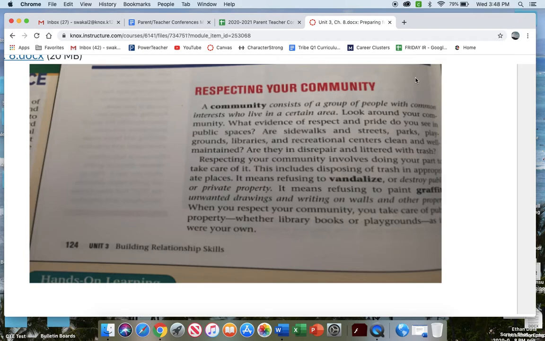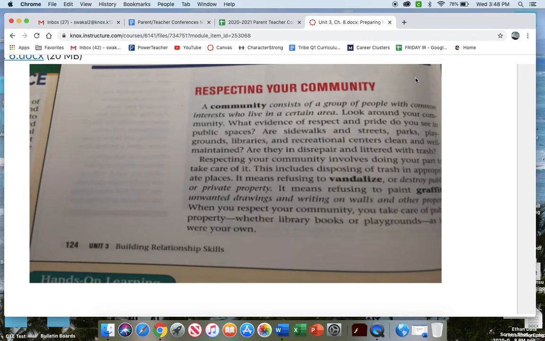Look around your community. What evidence of respect and pride do you see in public spaces? Are sidewalks and streets, parks, playgrounds, libraries, and recreational centers clean and well maintained? Yes, I'd say so. Are they in despair and littered with trash? No. Most people pick up their trash and keep it pretty clean around here.